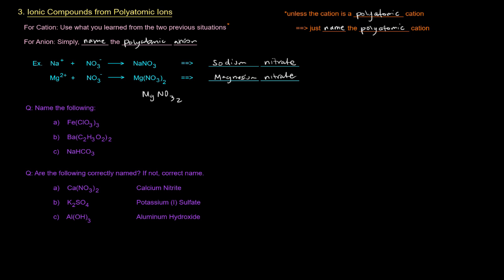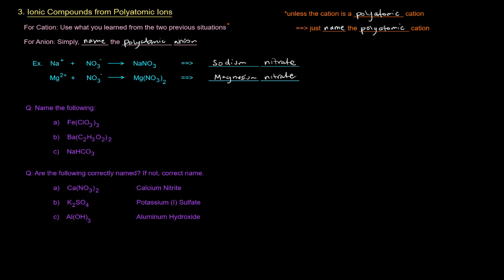When I put the parentheses here, I'm implying that there are 2 of these nitrates, right? So that's the idea of the parentheses there. And that's something you'll have to pay attention to when you do a lot of work with these polyatomic ions. Okay. So let's go through and name some of these, A, B, and C.